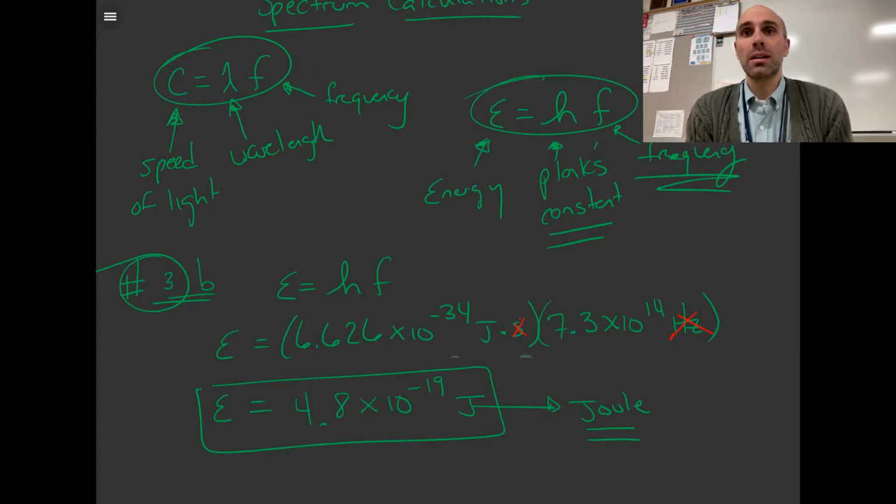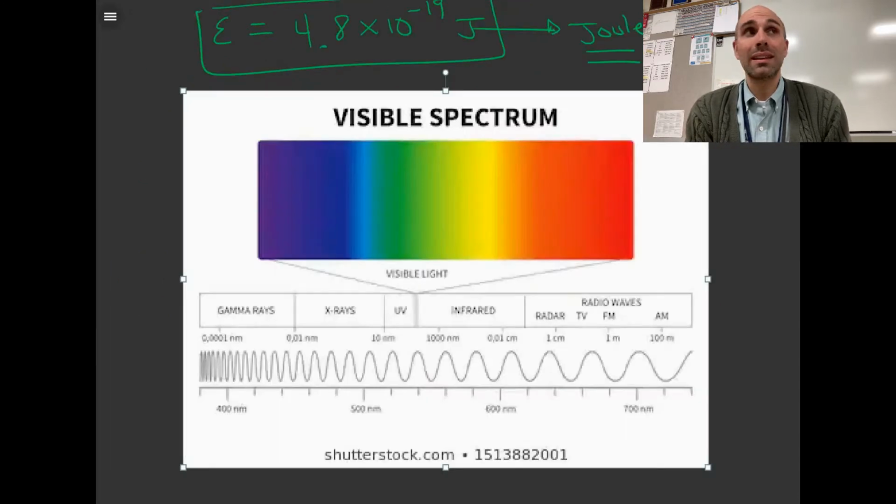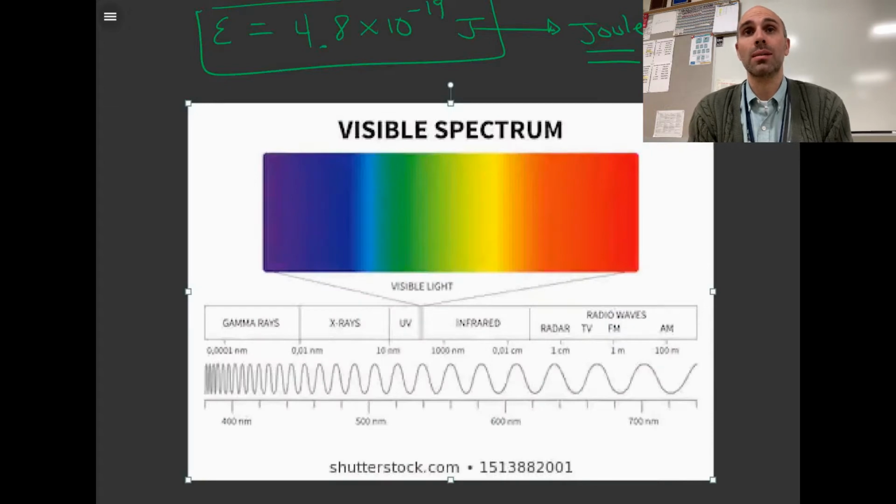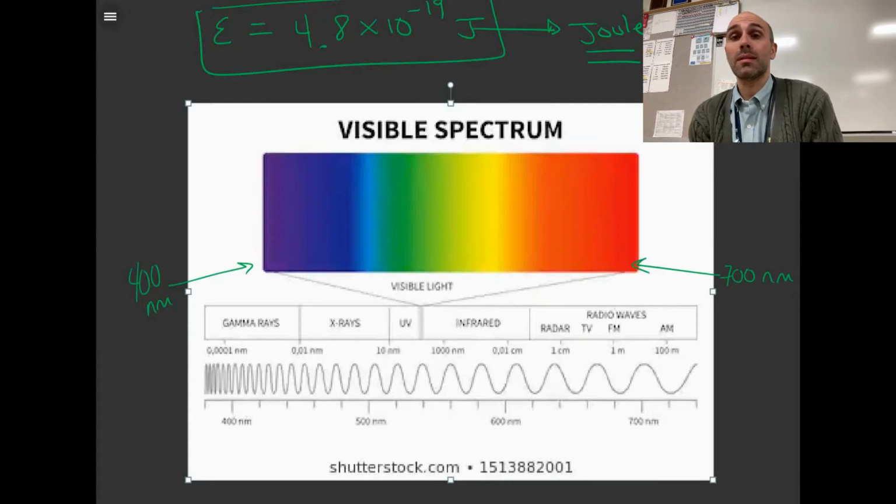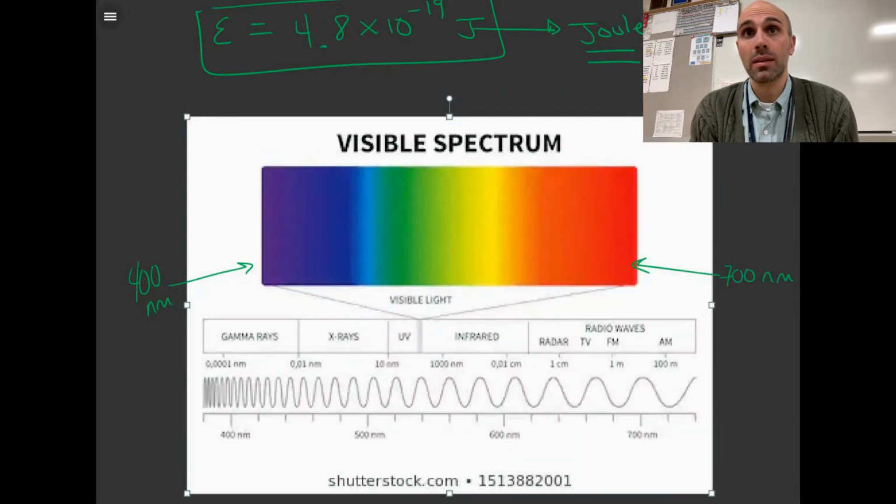Now I just want to do a little bit more of a review and link all of the energy, the frequency, and the wavelength all together. There's our visible light spectrum. We see that the spectrum extends from 400 nanometers roughly on the left-hand side, the purple, the violet side, all the way to 700 nanometers on the right-hand side, the red-orange side. Red is your largest, violet is your smallest in wavelength.